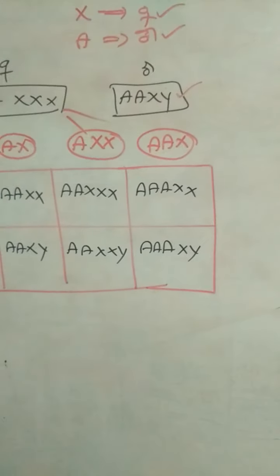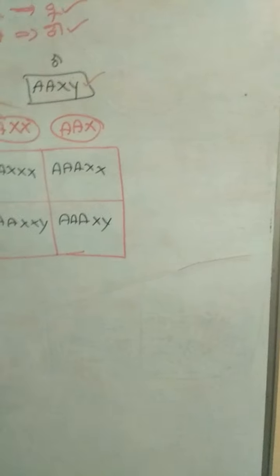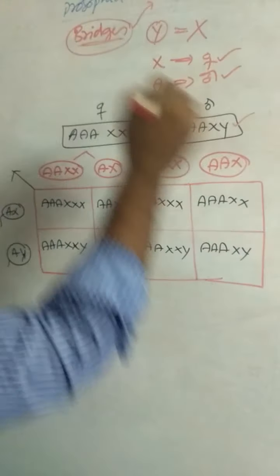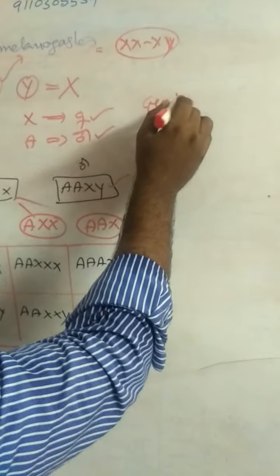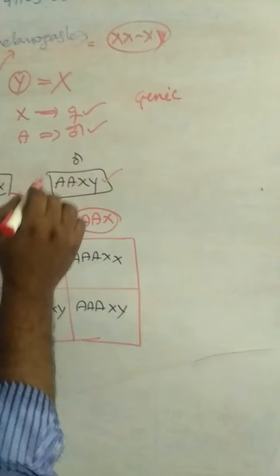Here, Bridges proposed a theory called the gene balance theory.